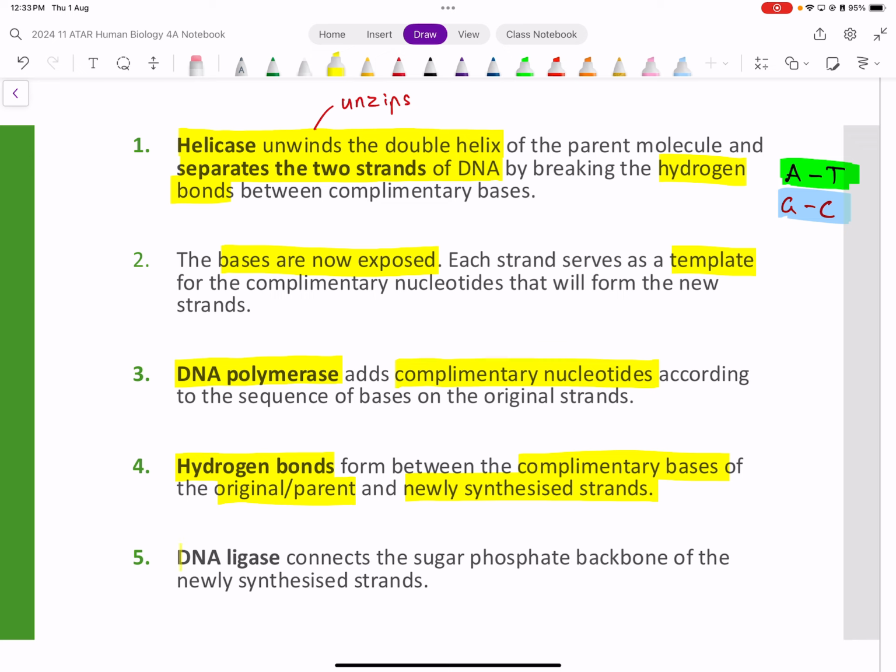Lastly, DNA ligase rocks up. DNA ligase, as a reminder, is like our glue stick, and it helps to connect that sugar phosphate backbone of our newly synthesized strands, and everything is all finished.